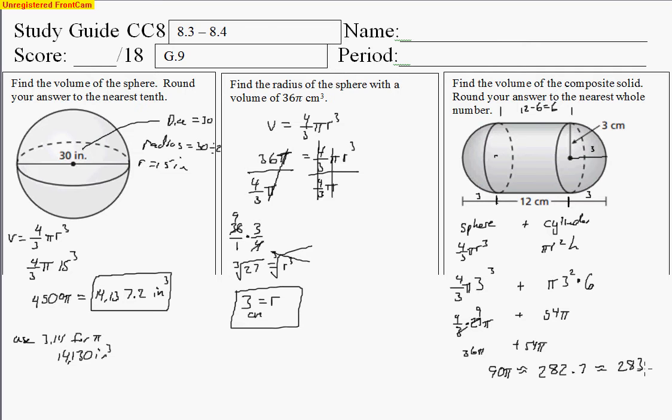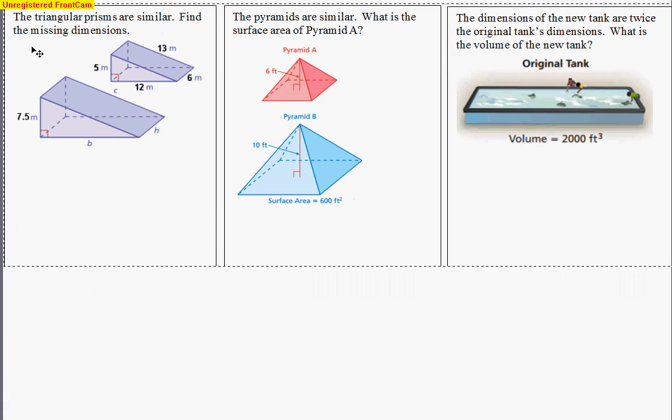And these are centimeters to the third power. So let's take a look at the next three problems. On these problems, they're asking us to find the missing dimensions of this solid here. It says the solids are similar, and so that means we can set up proportions to solve for the missing sides. So two sides that correspond are the 5 and the 7.5, and I'm going to set that equal to, and then I've got 13 and C correspond.